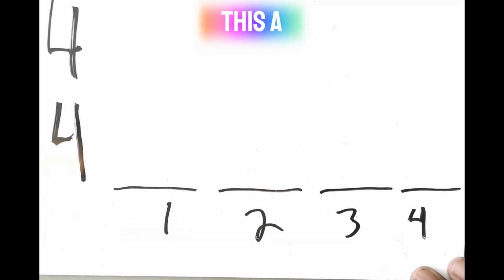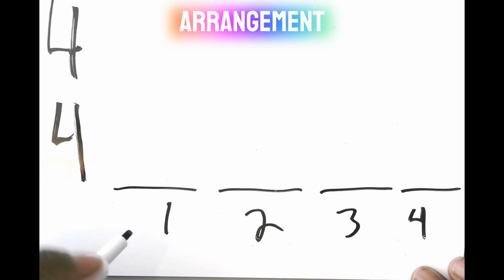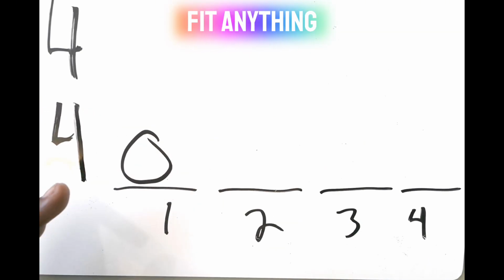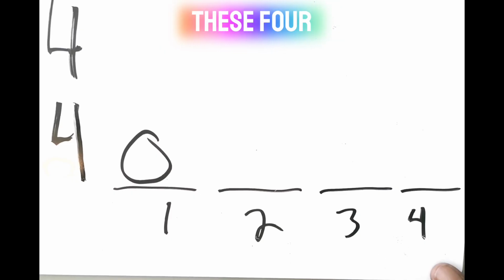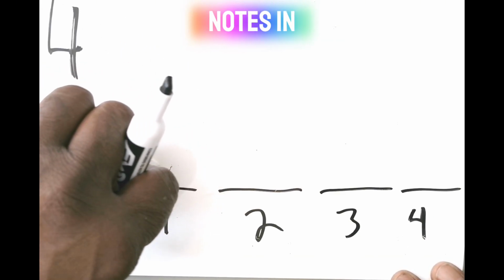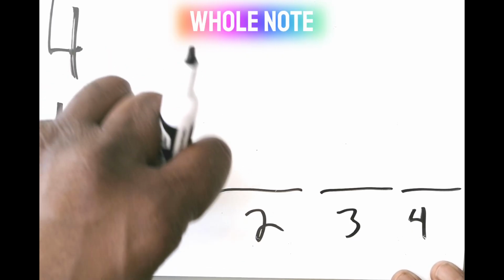So in this arrangement, if I write a whole note, that takes up all 4 beats. I can't fit anything else into this measure or into these 4 beats. If I wanted to write half notes in, right, I'd have to take away the whole note.